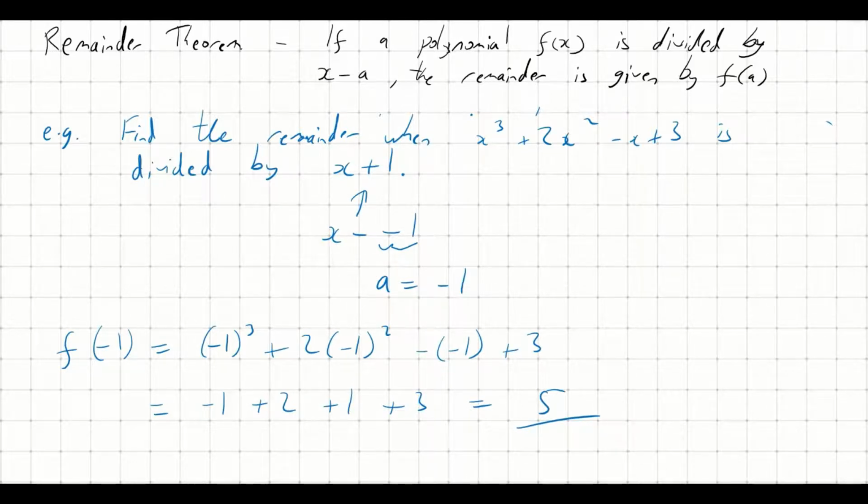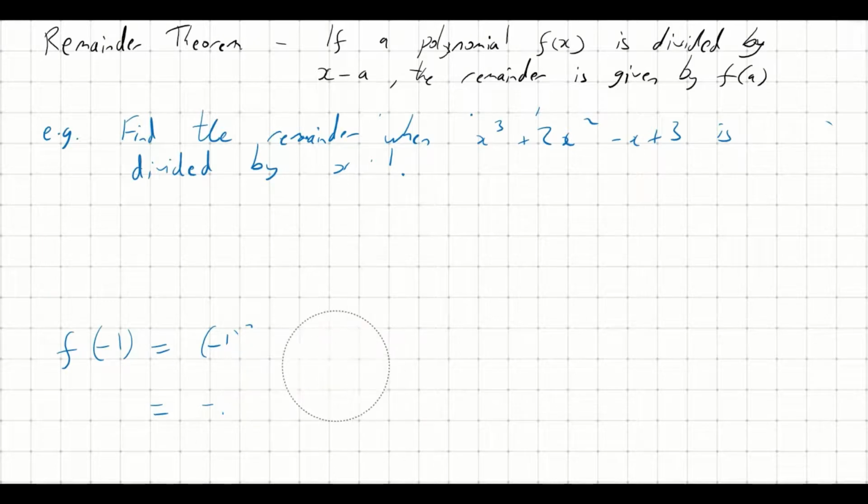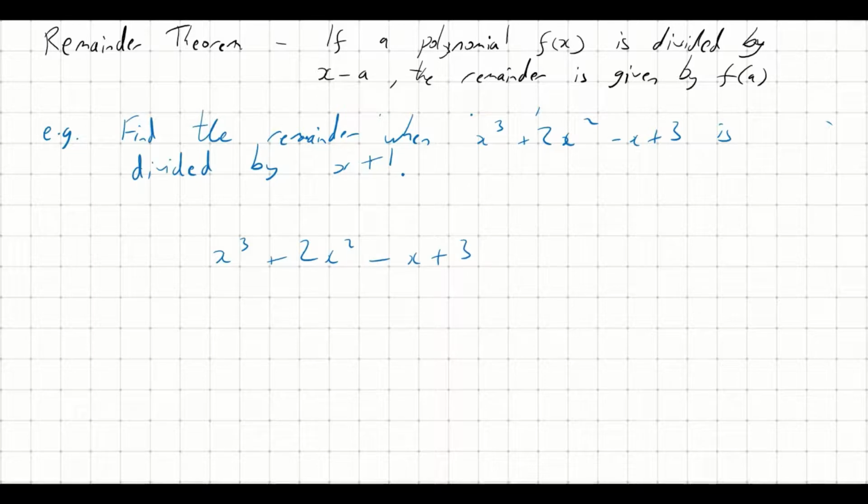Now, that was clearly quite a quick method. You could work this out by doing a long division. It's a much slower method, but maybe it's worth doing that as well, just to check that we get the same result as the remainder theorem. So let's try the long division method, polynomial division method. We do x cubed plus 2x squared minus x plus 3, and we're going to divide that by x plus 1.